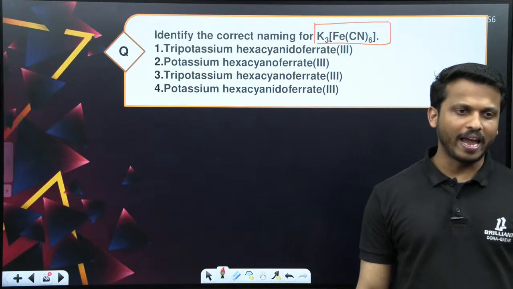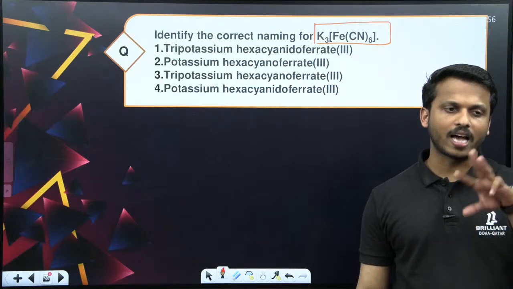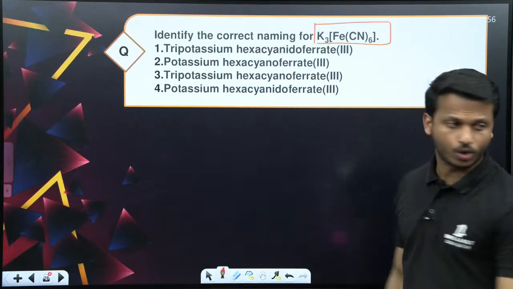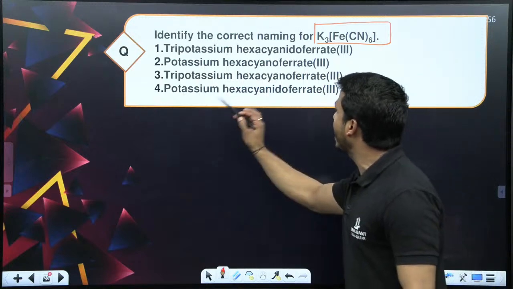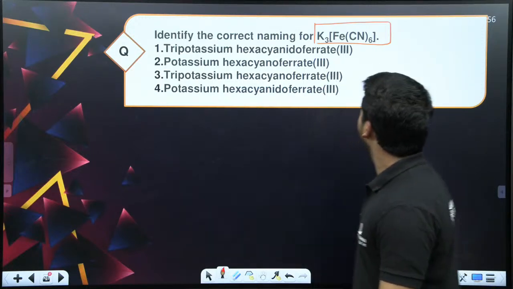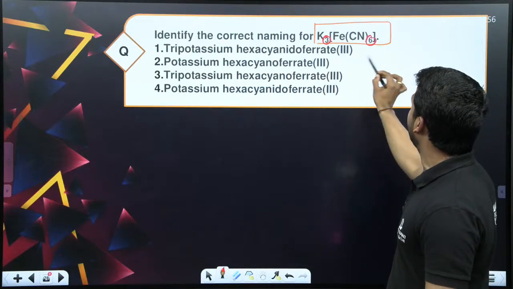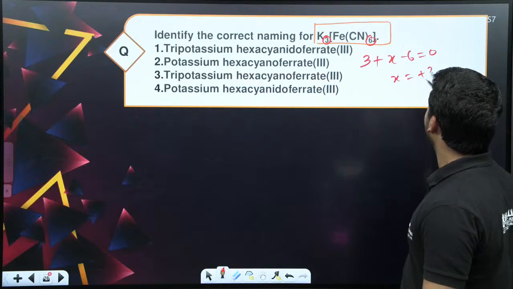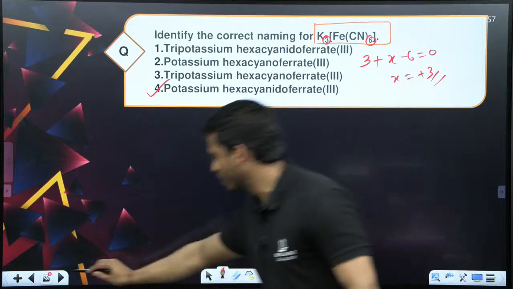Come on dear all, identify the correct name for K3[Fe(CN)6]. What is the name? Potassium hexacyanidoferrate(II) or potassium hexacyanoferrate(II)? My dear students, you already gave the answer. Potassium hexacyanidoferrate(III), right? Yes, ferrate(III), because 3 potassium, Fe X, 6 cyanide minus 6, overall charge is what? Plus 3. Yes, correct answer option 4. You won't make any mistake. Yes, very good. Next one.